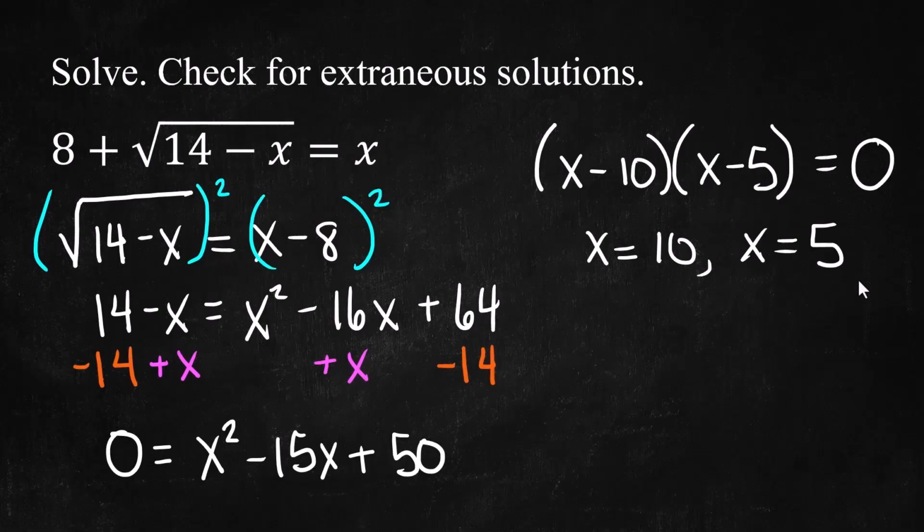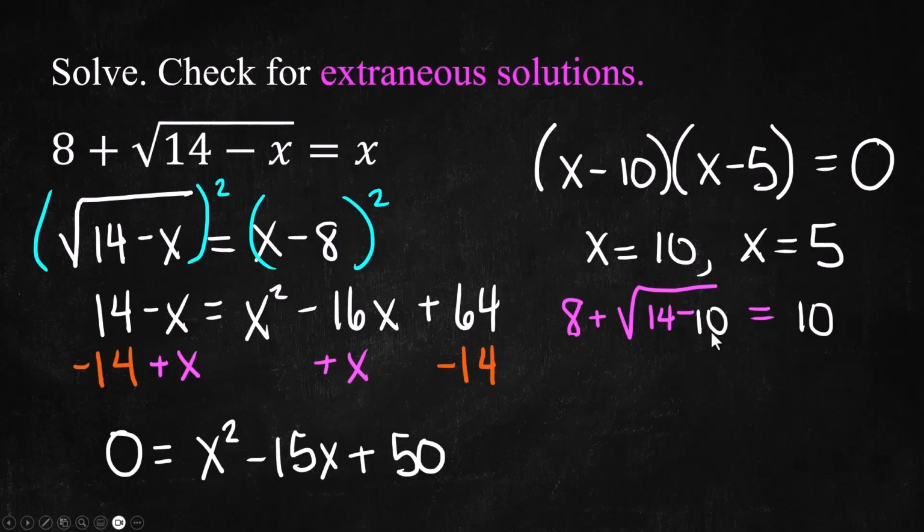So this is where you're checking for extraneous solutions. Is one of these numbers going to work, or are they both going to be bad? Let's see. So I'm sticking the 10 in first. Is 8 plus the square root of 14 minus 10 equal to 10? Well, 14 minus 10 is 4. The square root of 4 is 2, and 8 plus 2 is 10. So yeah, that one works.